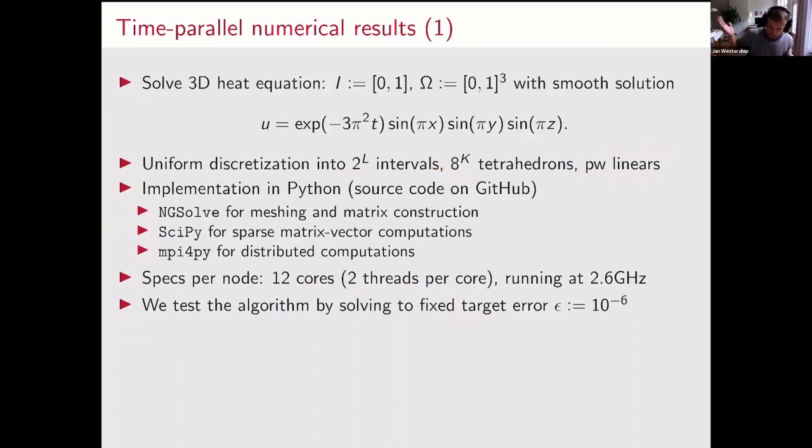We have a remarkably easy implementation in Python, actually. We just use some off-the-shelf package for the bilinear forms, some other off-the-shelf package for sparse matrix-vector products, and some other off-the-shelf package for distributed communication. We test our algorithm by solving to some fixed target algebraic error, epsilon equals 10 to the minus 6.